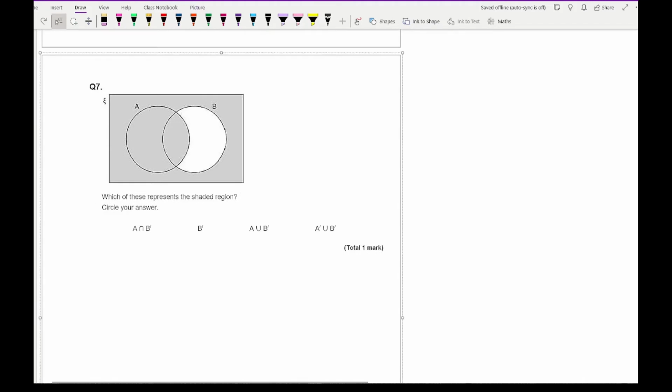Moving on to question 7, it says which of these represents the shaded area? And that's going to be A or not B. So that there is our third option.